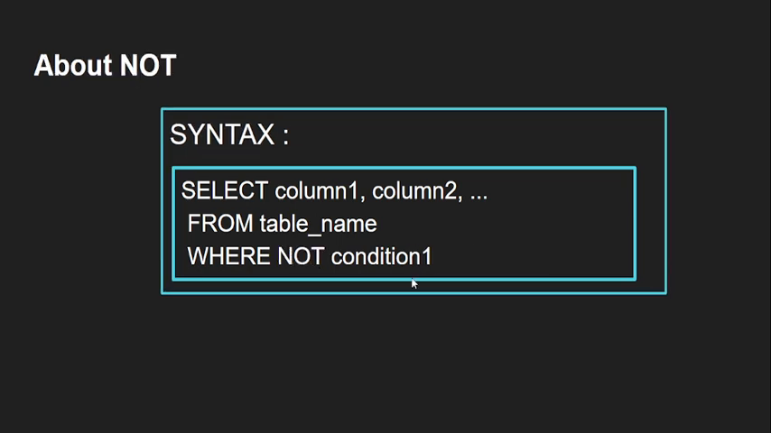Let's move to NOT. The NOT operator is again used to retrieve the data where the condition is not true, or you can say where the condition returns false. So let's see examples of all these operators in SQL.